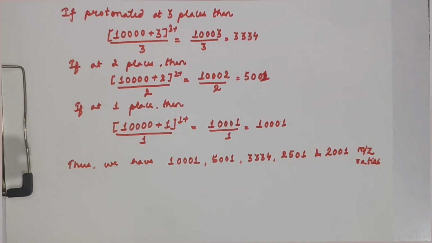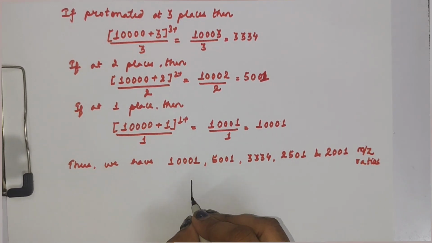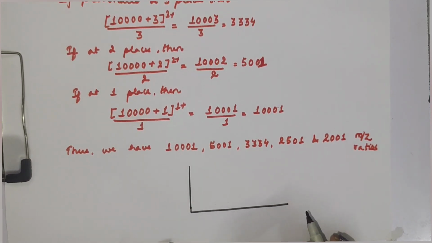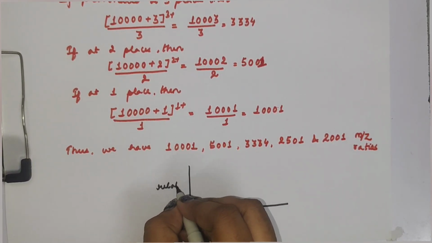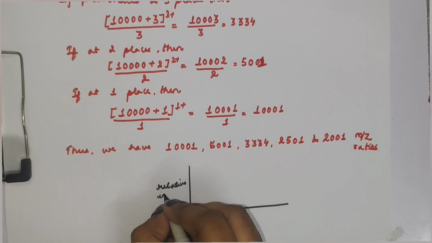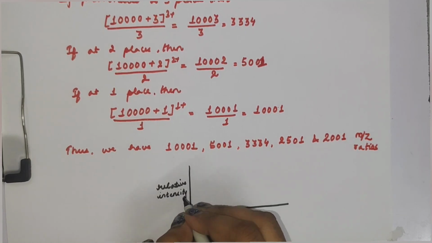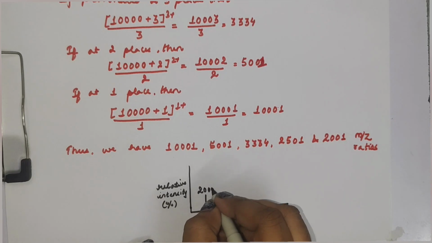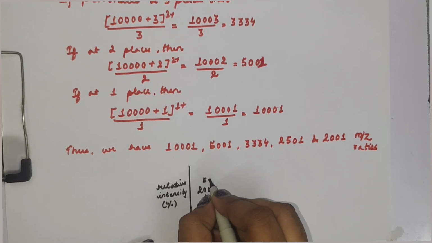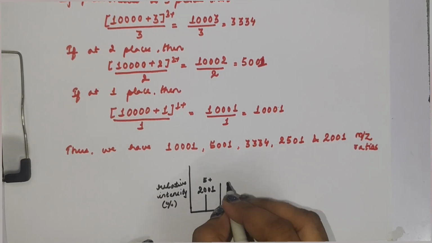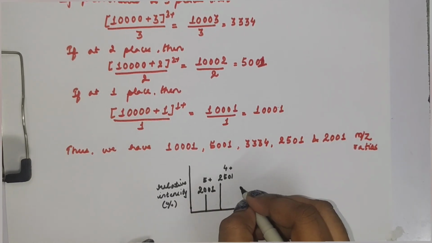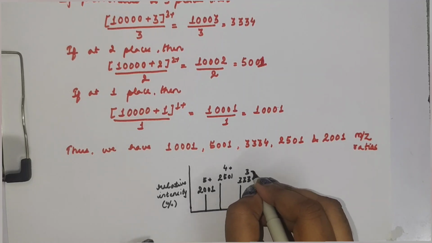The relative intensity of these M by Z ratios will be plotted in a graph like shown here. On the x-axis is the M by Z ratio, whereas on the y-axis is the relative intensity. And here we will get the graph like shown here. With the help of this graph, the molecular weight of the protein is determined.